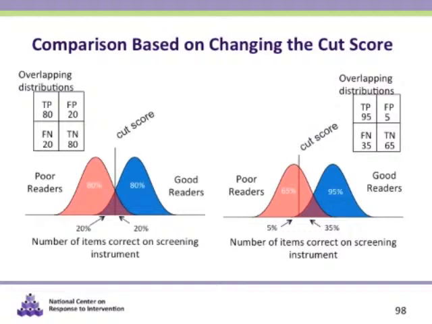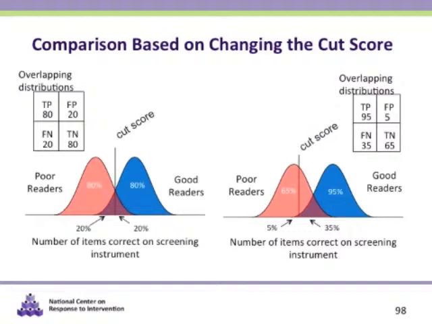Now, there are a portion of the pink that ended up on the other side of the cut score, about 20%. Those are the students where we got false negatives. They were at risk, but our cut score did not identify them. The same thing goes for good readers. Out of 100% of the good readers, we were able to accurately predict 80% of them. And we had false positives on about 20%.